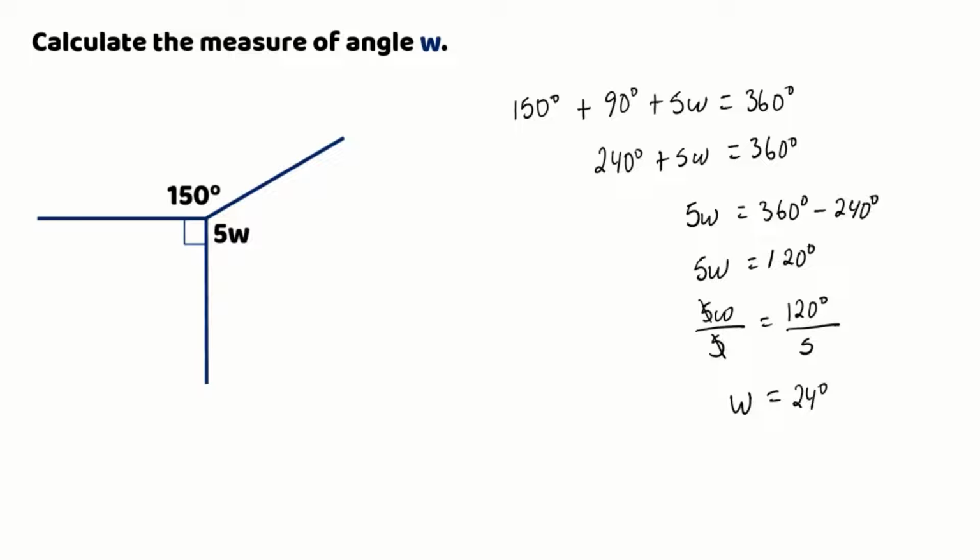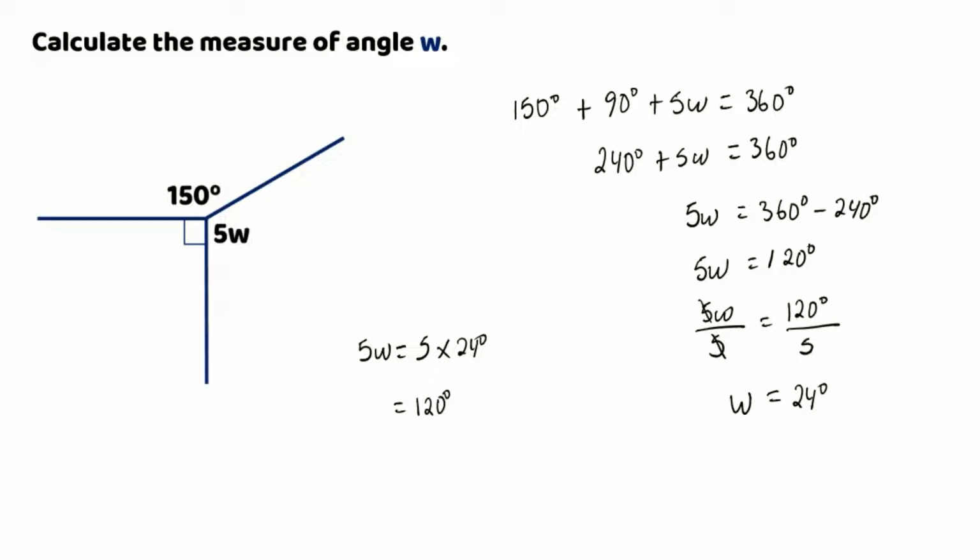And now that we found the value of w, we now need to take our question one step further and find the value of 5w. So here I'm now going to apply my substitution rule and substitute my w for 24 degrees and multiply my 5 times the 24 degrees to find that my 5w is equal to 120 degrees.